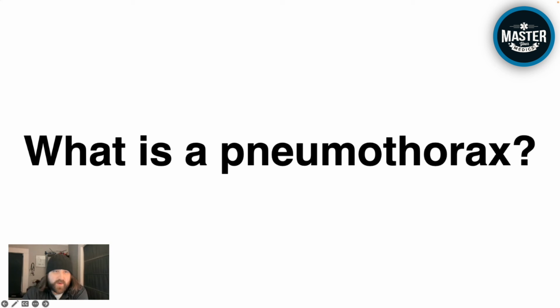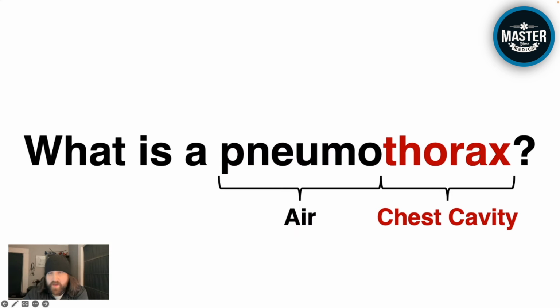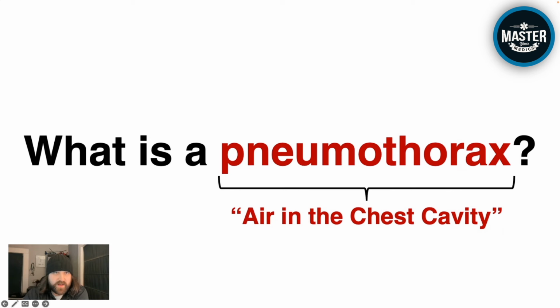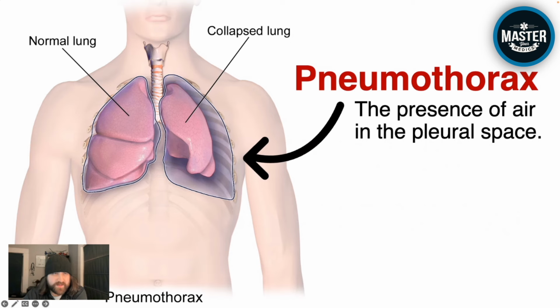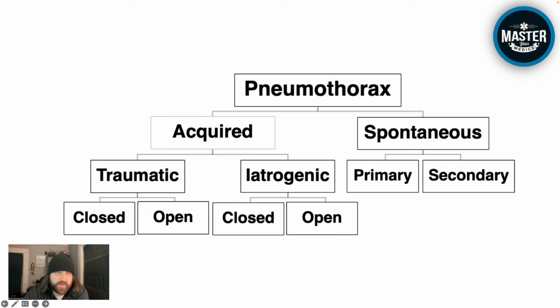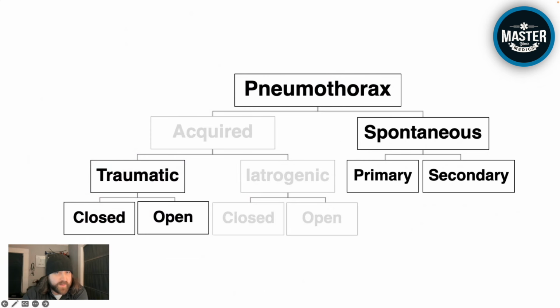So, what is a pneumothorax to start? Pneumo means air, thorax means chest cavity. And pneumothorax thus means air in the chest cavity. And more specifically, it's the presence of air in the pleural space or pleural cavity. There's several types of pneumothorax. These are the big ones that we kind of learn about. Iatrogenic is what happens when you mess up a central line or overventilate an asthmatic, that kind of thing.